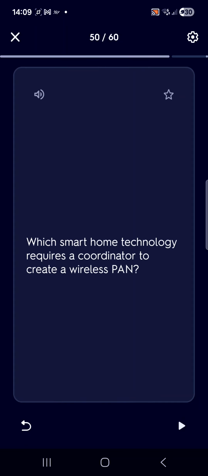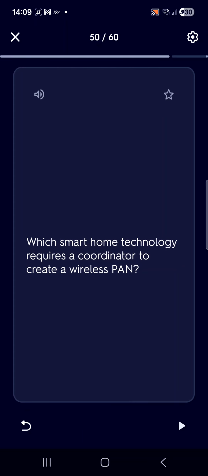Which smart home technology requires a coordinator to create a wireless PAN? That would be the Zigbee. The Zigbee is the smart home technology that requires a coordinator to create a wireless PAN.